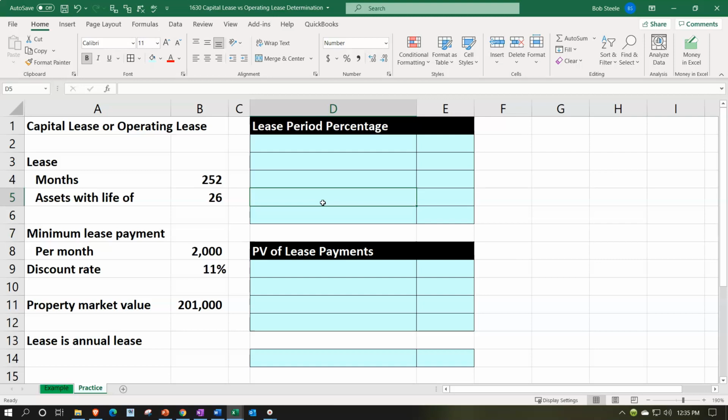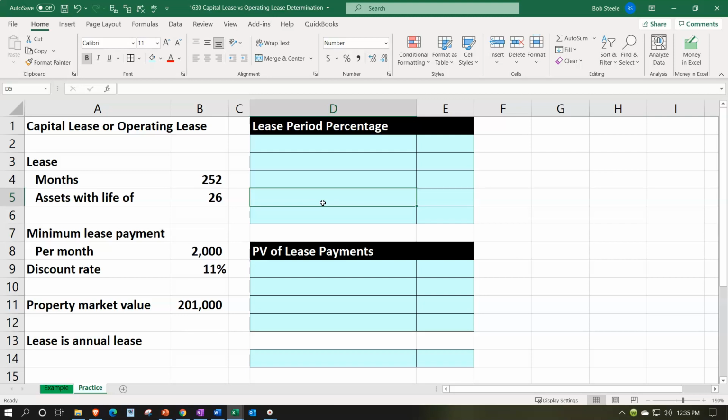Now, I'm not going to go into all the rules related to this because this is more of an accounting type of thing in terms of the regulations when we report this on our financial statements. Do we have to report it as a capital lease or an operating lease? But just a quick overview.